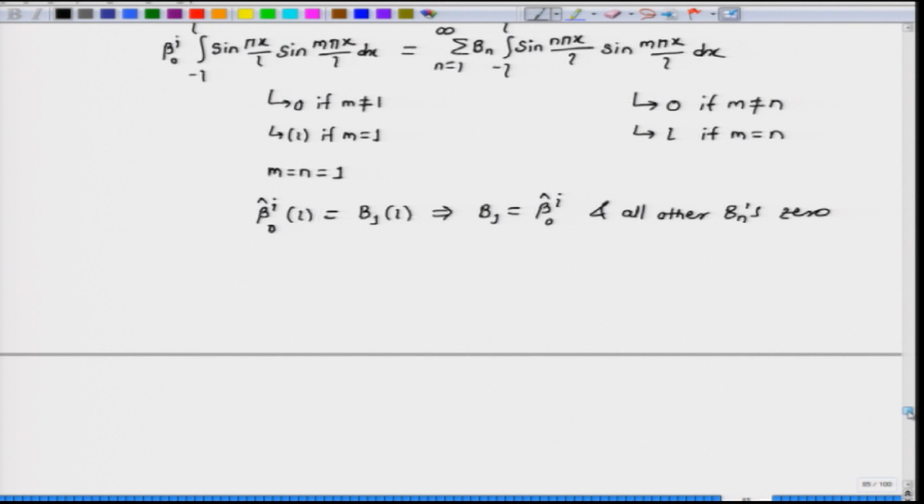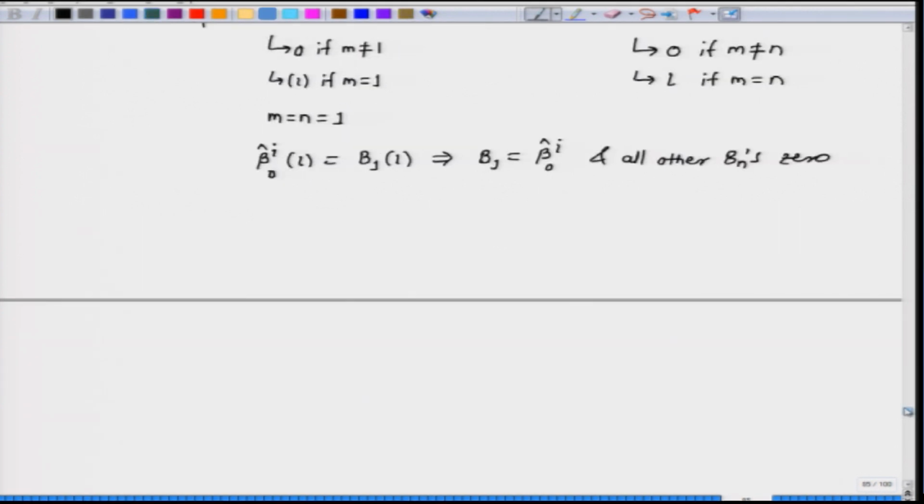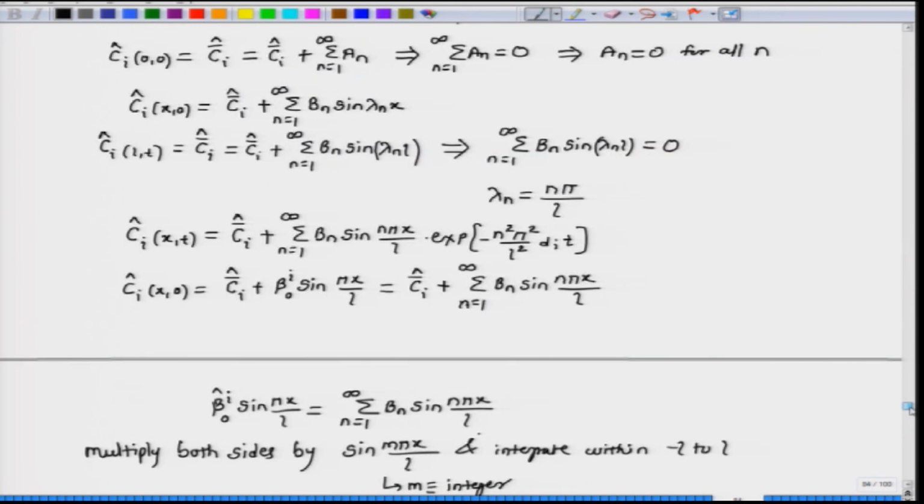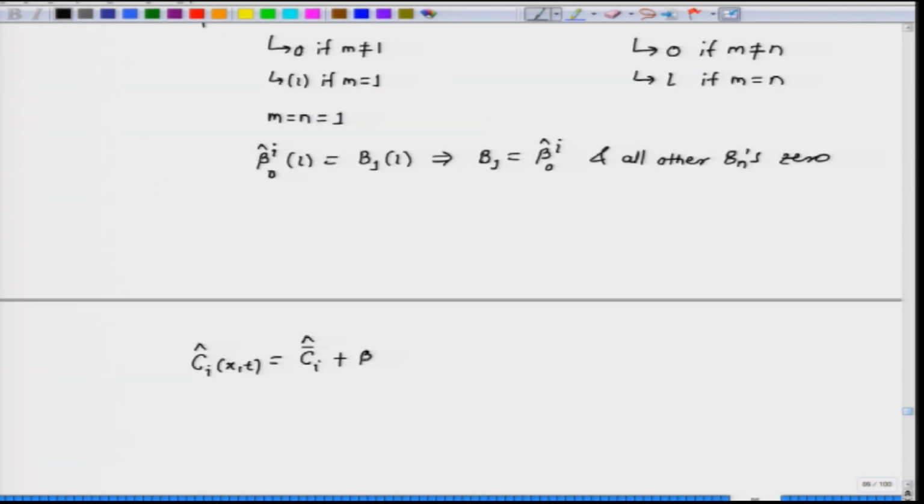So, we got the solution for Ci cap, which takes the form Ci cap at x and t equal to Ci bar cap plus bn, which is b1, which is again beta 0 I cap, with n equal to 1. So, sin pi x by L times exponential of minus pi square di by L square t.